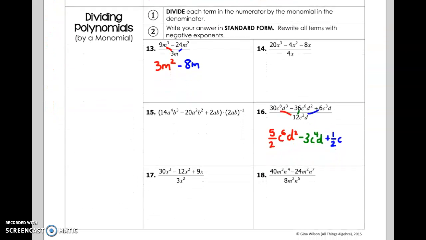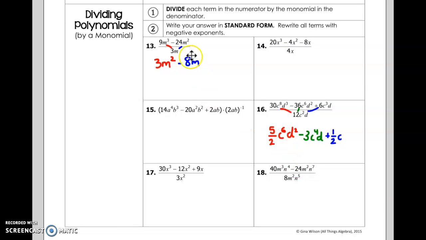Okay, and then dividing polynomials. This is just by a monomial, just to get us kind of warmed up for something that we could get to next week or the week after, where we actually do some division with polynomials. So remember, we're going to just divide each term in the numerator by the denominator term. So I'm going to take 9m cubed divided by 3m.